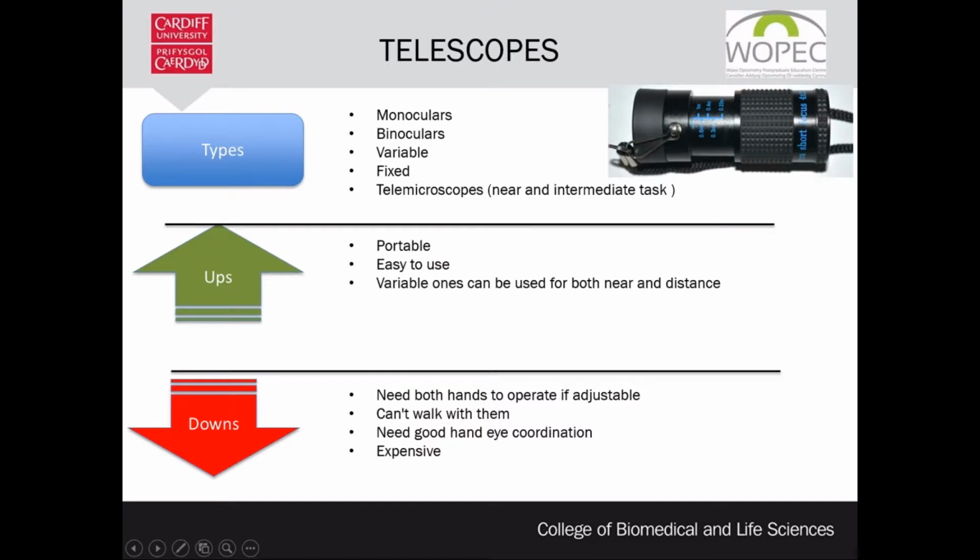To convert a telescope from distance to near, you may need to put a cap over the objective piece of the telescope with a power which has a focal length equivalent to where the target is positioned. Therefore, if you want to use the telescope to view a target at 40 centimeters, then you need a cap of 2.5 diopters. When the cap is placed on the objective lens, the telescope becomes a telemicroscope.